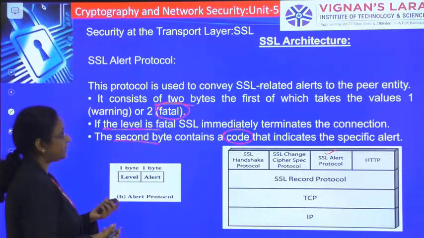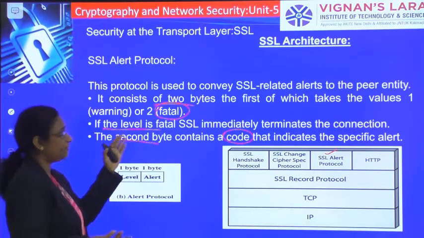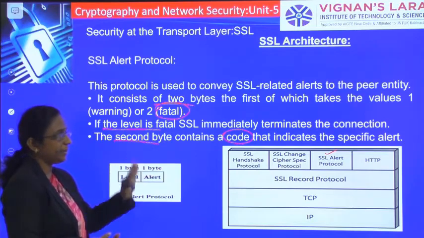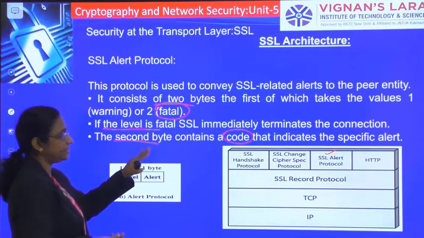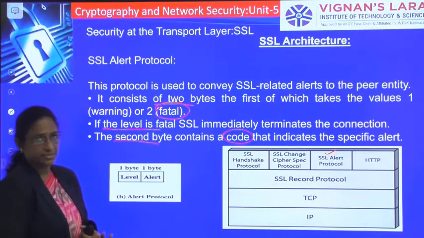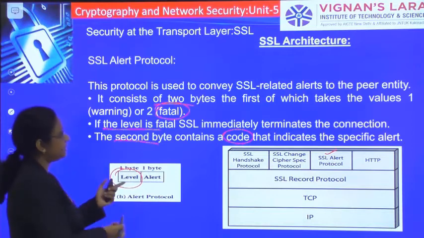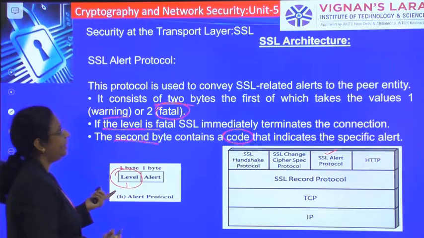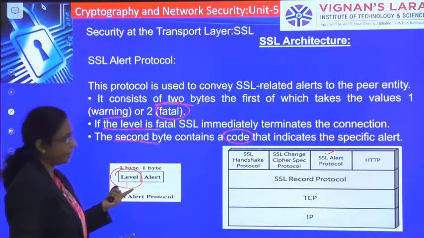These alerts are of two types: warning or fatal. If you get any fatal error, SSL immediately terminates the connection. The second byte consists of a code that indicates the specific error. The first byte is the level: if it is 1, it is a warning, and if it is 2, it is a fatal error.